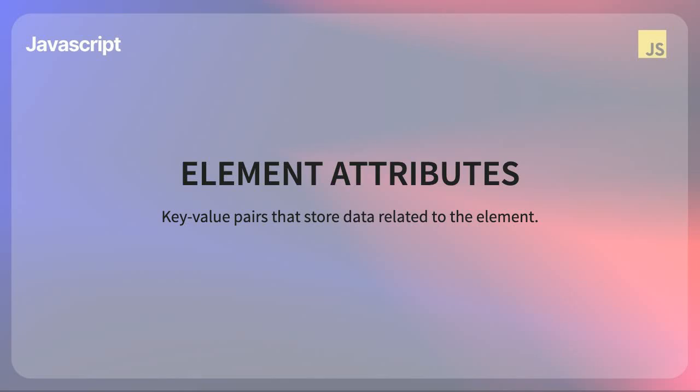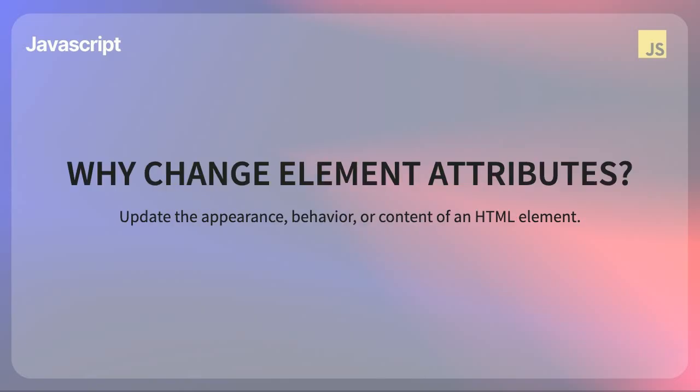Element attributes are used to provide additional information about an HTML element. They can be thought of as key-value pairs that store data related to the element. Changing element attributes can be useful for updating the appearance, behavior, or content of an HTML element. For example, you might want to change the text color or add a new class.